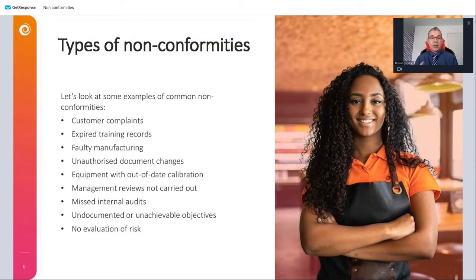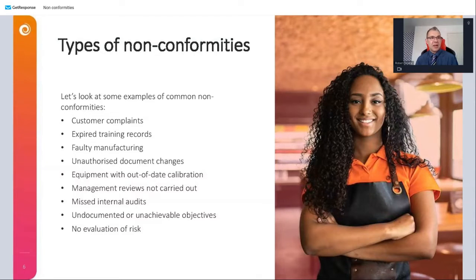And if you're not carrying it out, you're not only not meeting the requirements of the standard, you're actually losing out on the opportunity to improve your business. And you're losing out on the opportunity to feed back to management what's actually going on within the business in terms of your management system.